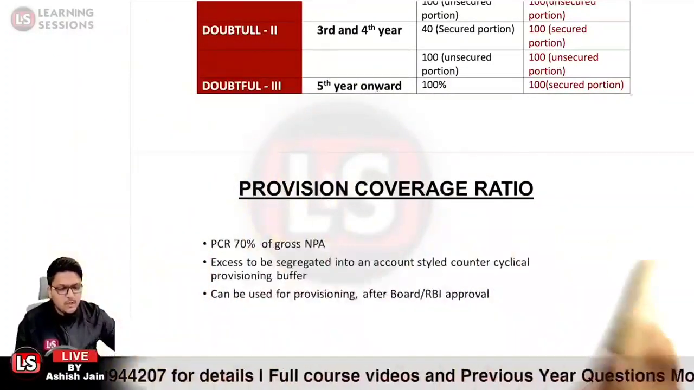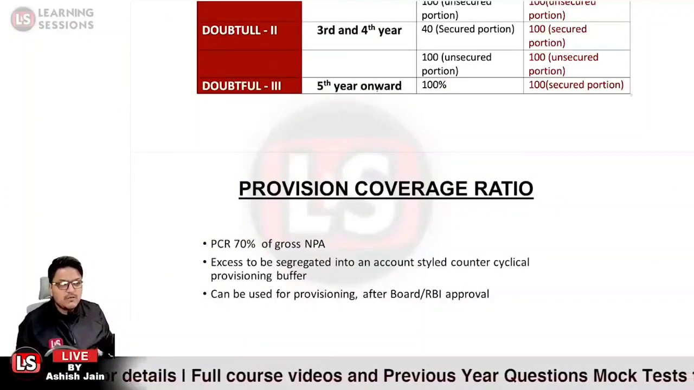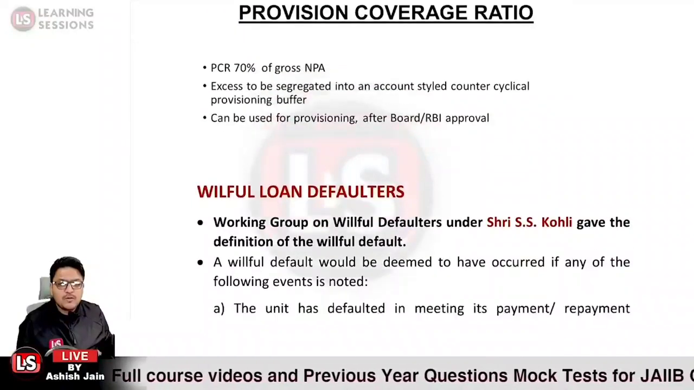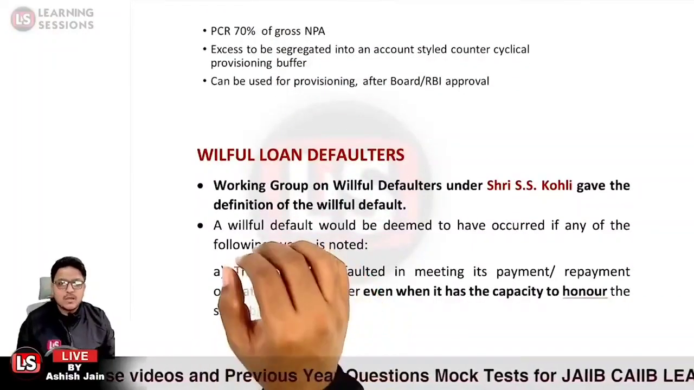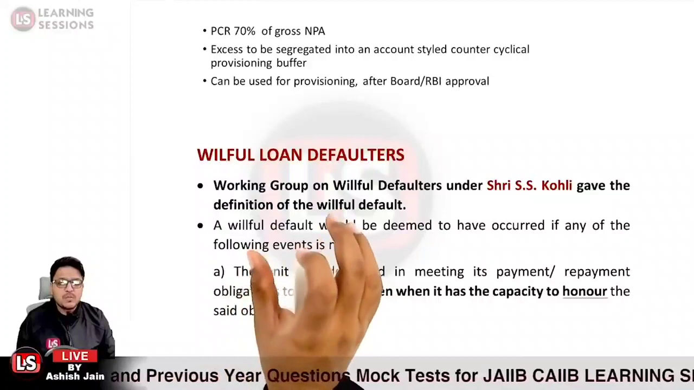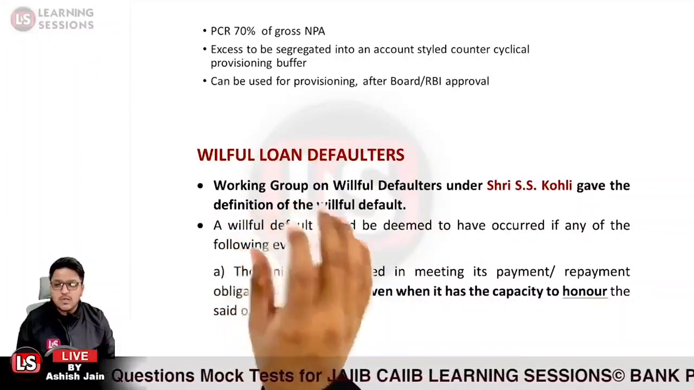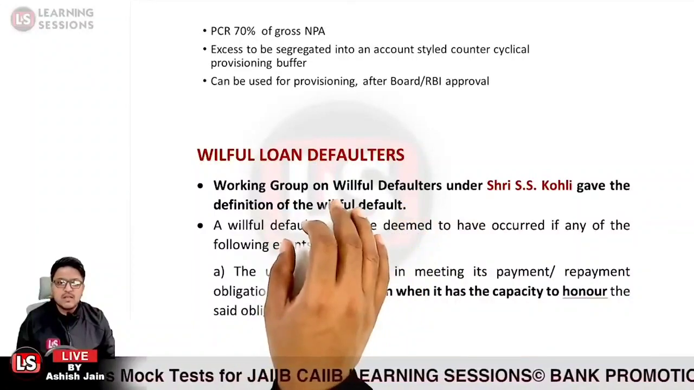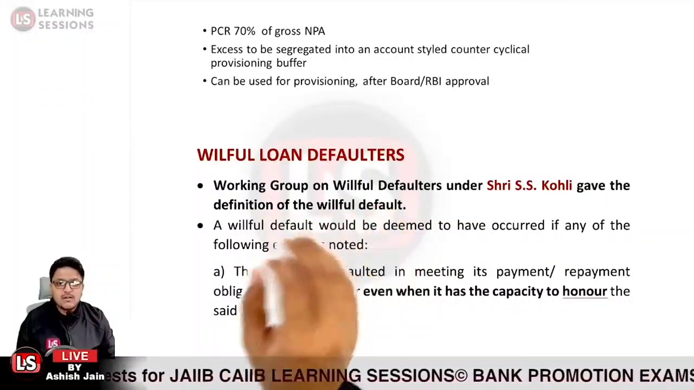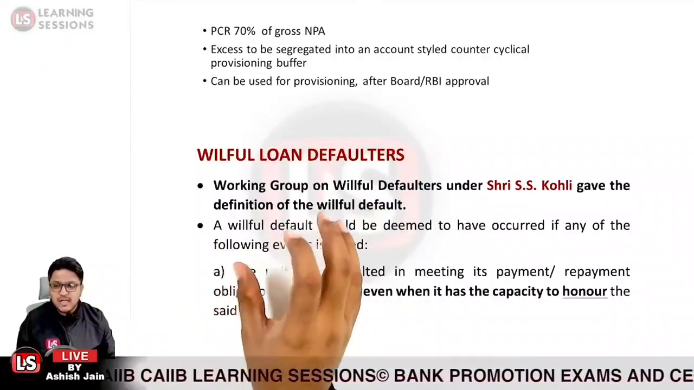And further, it is related to willful loan defaulters. So under the chairmanship of the SS Kohli working group, the definition was given by the working group. And further, what does the definition identify?